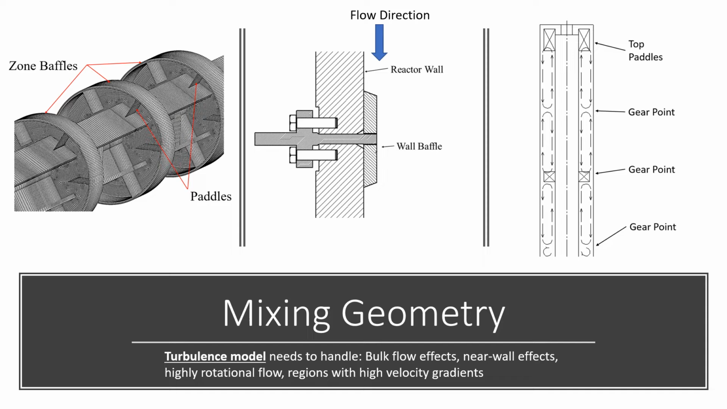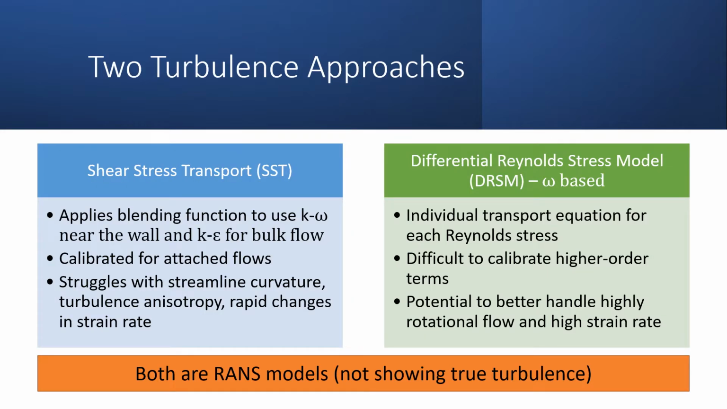And so all of these need to be handled by a complex turbulence model because we need to be able to model these bulk flow effects, near wall effects, highly rotational flow, and regions with high velocity gradients. The two turbulence approaches for this study were using the shear stress transport, or SST, and the differential Reynolds stress model, DRSM, which we selected the omega-based option within ANSYS Fluent. Now, it's important to note both of these are RANS models, or Reynolds-averaged Navier-Stokes models, which are not showing true turbulence, but just predicting the effect of turbulence.